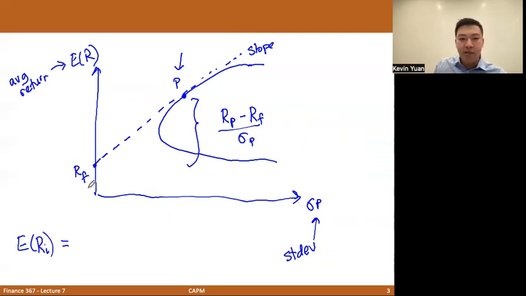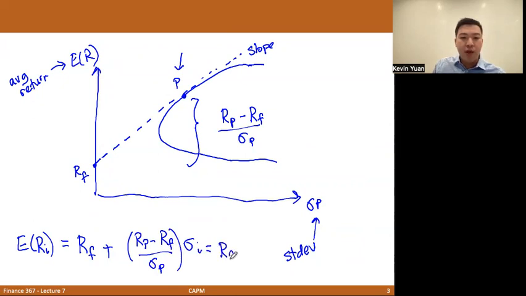We have the y-intercept given by the risk-free rate, okay? We have the slope, which is given by this Sharpe ratio, the return of the portfolio minus the risk-free rate divided by the standard deviation of the portfolio. And we also need that x variable, right? Which we'll call essentially sigma I.